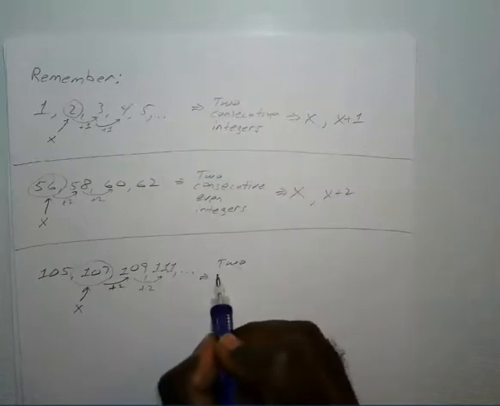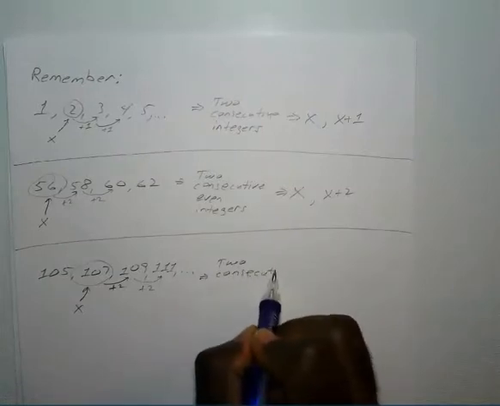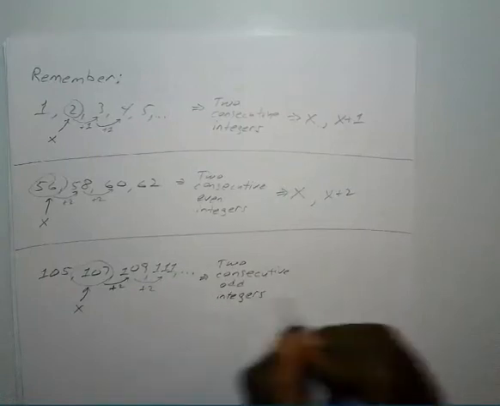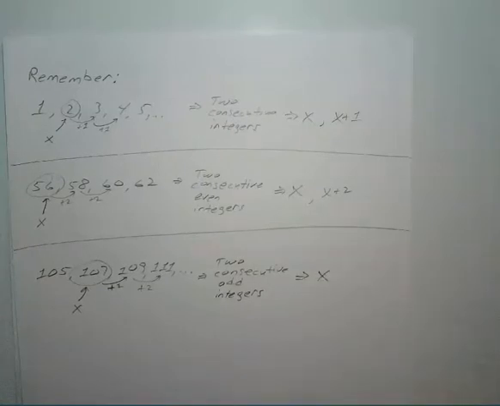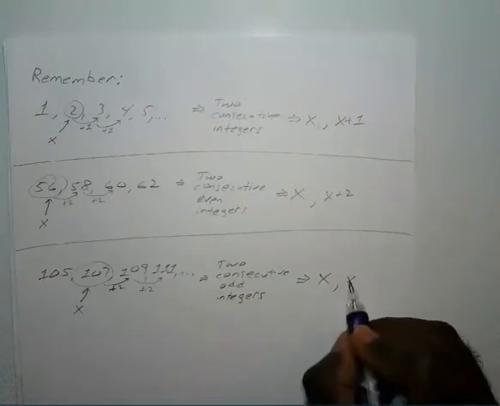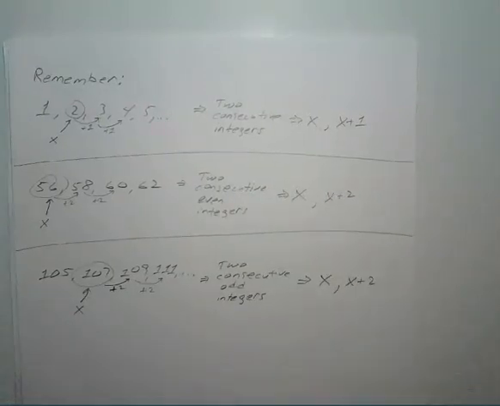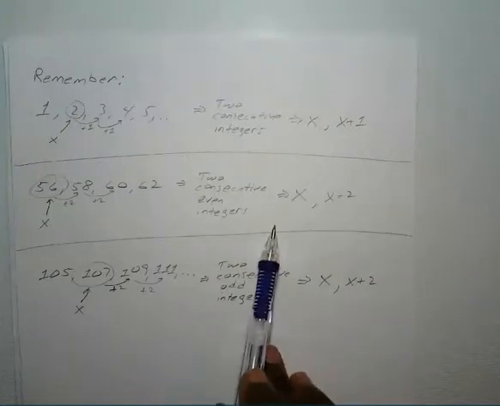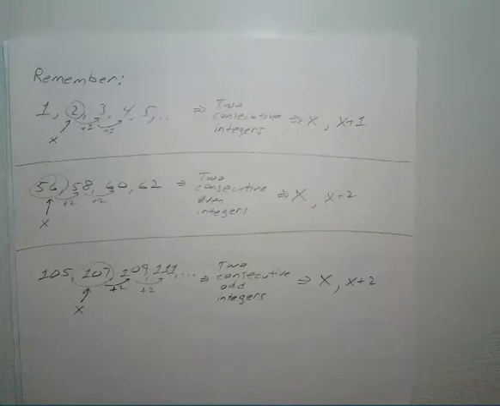So 2 consecutive odd integers is, once again, you start at some value x, but to get to the next odd integer, it's going to be x plus 2. If you had 3 consecutive odd integers, it would be x, x plus 2, x plus 4. Same thing with even integers: x, x plus 2, x plus 4 for 3 consecutive even integers. So I just wanted to let you brush up on that before we go to our next example.